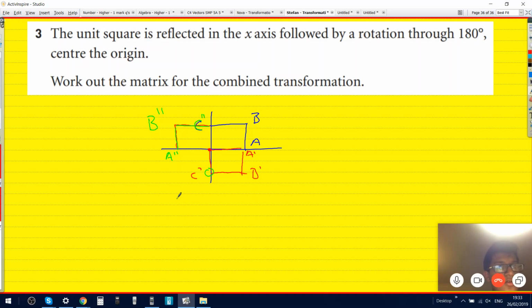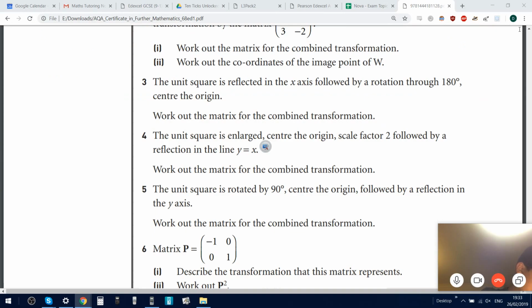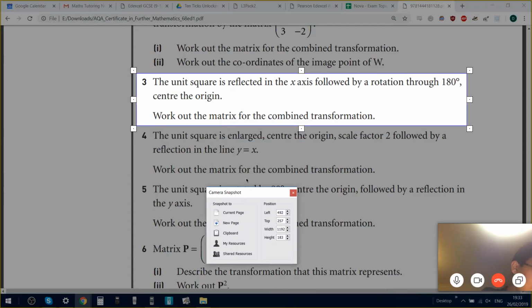Right. So describe that as a single transformation. B, C, and A. So you reflect the unit square in the y-axis. Yes. So you do just take them one step at a time, and it really helps to have a diagram.